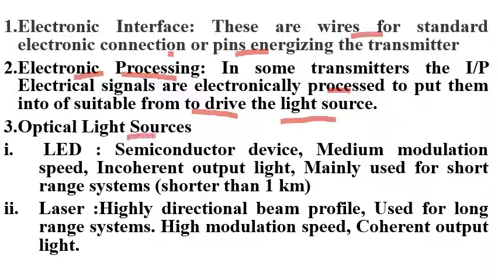Then we have optical light source. We have two optical light source. One is LED, light emitting diode, and second is laser. LED is a semiconductor device which provides medium modulation speed incoherent output light and is used mainly for short distance less than 1 kilometer. Laser provides highly directional beam profile. It is used for long distance communication. The modulation speed is high and the light output is coherent in nature.